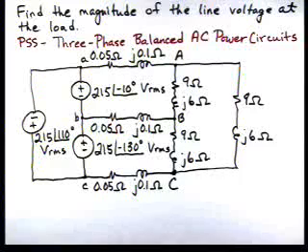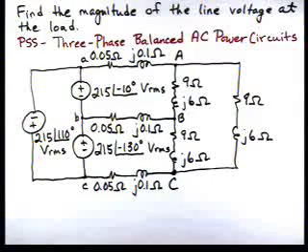And step 1 there says convert to a Y-Y connection. If we look, we have a delta-connected load and a delta-connected source. So our first step is going to be to convert to a Y connection. And then once we do that, we can draw the A-phase circuit.